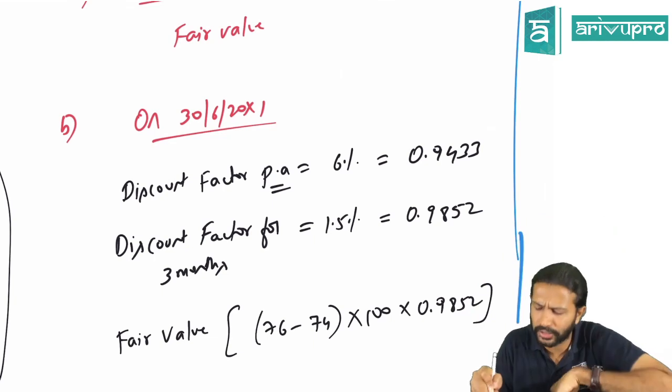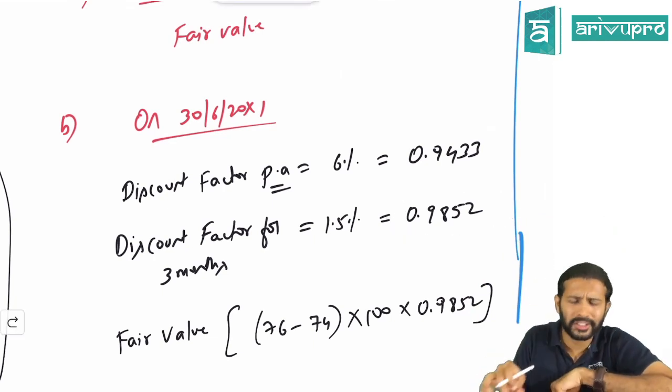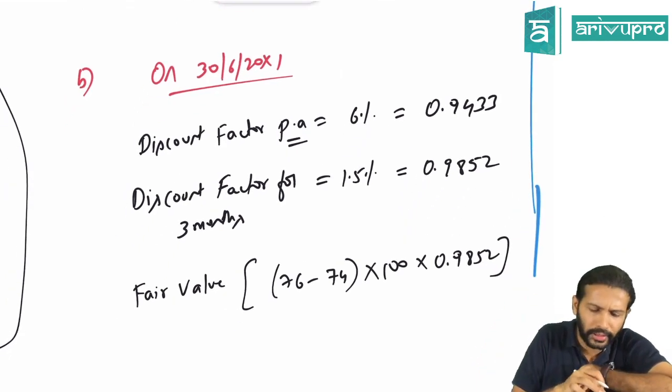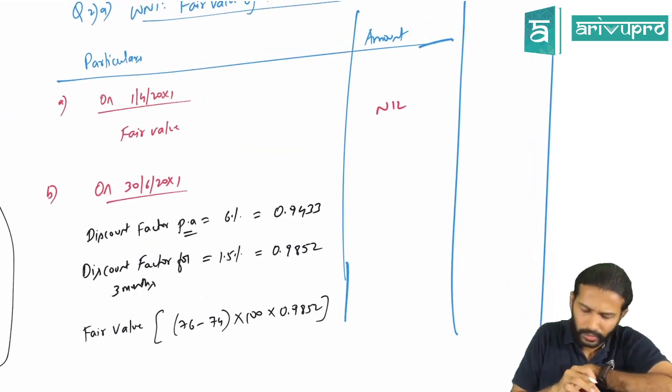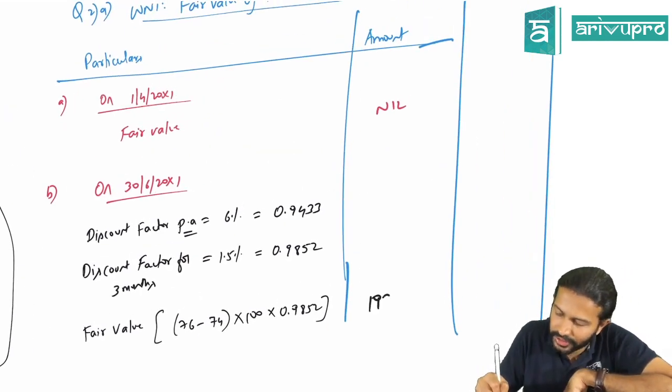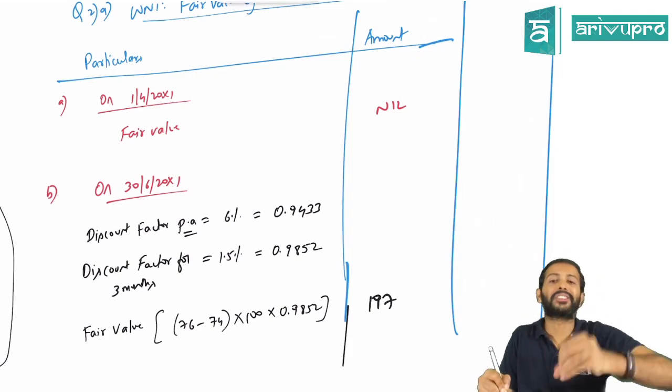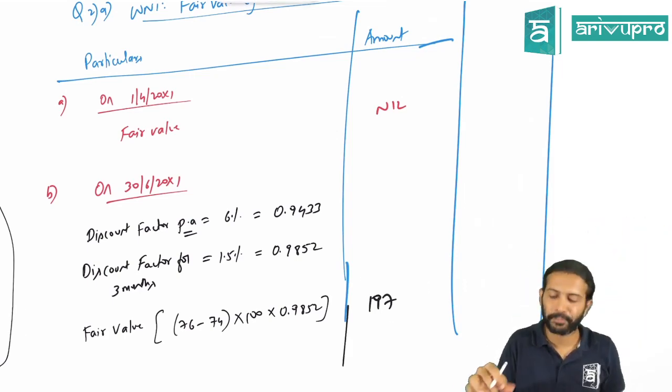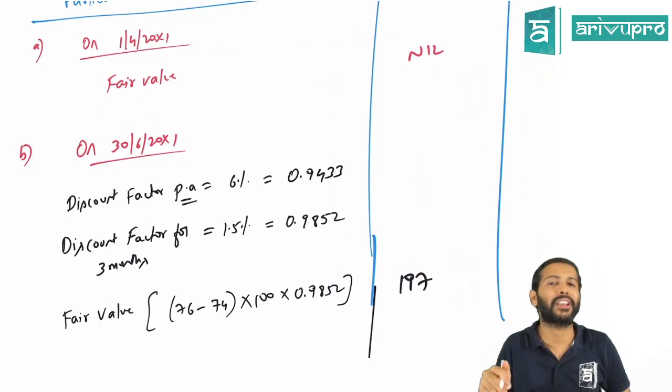To find out the present value, I'll multiply by the present value factor, which is 0.9852. If I do this, I'm going to get the same. 200 into 0.9852 will be 197, sir. So 197 is the value at which I need to record it. Okay, that's all there is to this particular funda.